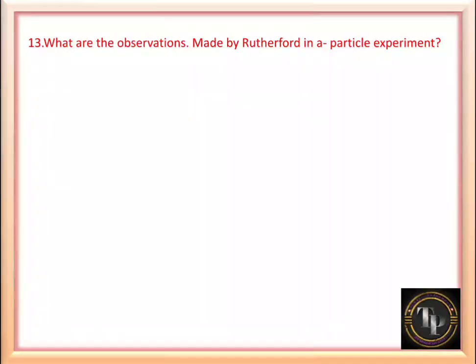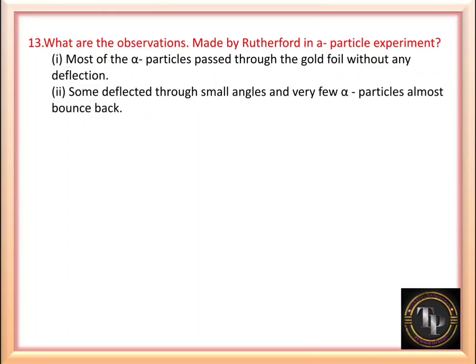What are the observations made by Rutherford in the alpha particle experiment? It is not A, it is alpha, sorry guys. Most of the alpha particles passed through the gold foil without any deflection. Some deflected through small angles, and very few alpha particles almost bounced back. These are the observations made by Rutherford.